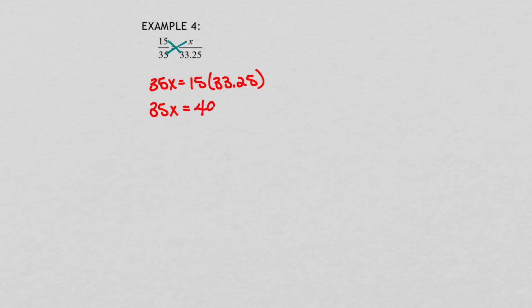Okay, so for example 4, we're just solving a proportion, and we've already done this with our percentages. So we'll cross multiply. 35 times x is 35x. 15 times 33.25 is 498.75. We need to get the x by itself. So divide both sides by 35. And x is 1425. No units there, so we're done.